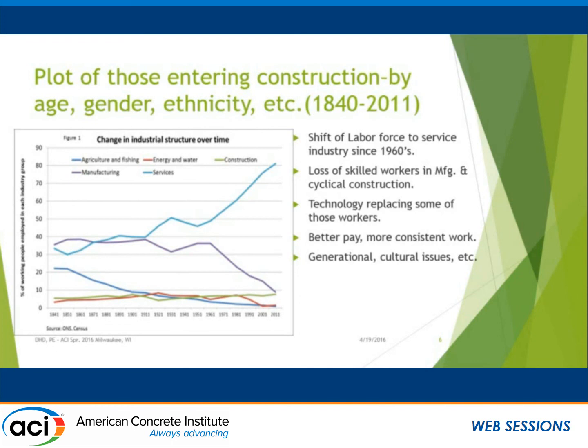The blips in here are based on turnover and cyclical construction. And that's part of the problem of keeping the skilled workforce active either in the manufacturing sector, as you see in 1960, or the construction sector. You would expect, as the population increased, so would the construction percentage, or people going into the construction industry. And a lot of the reason is because technology has replaced a lot of those workers. There's been a lot of technology out there that has replaced them in the factories and the manufacturing points, or it's been outsourced somewhere else. There's also been better paying jobs in the service sectors, which has pulled a lot of those workers away, and they're more consistent. And there are also generational and cultural issues and trends that factor into these charts.